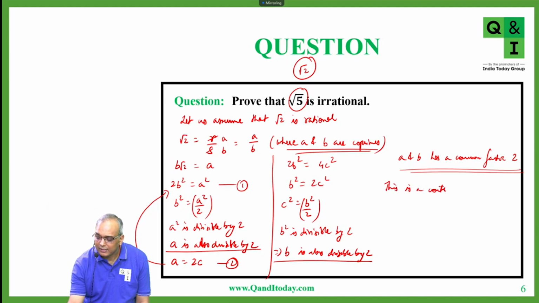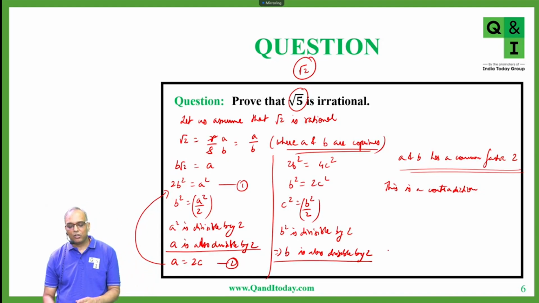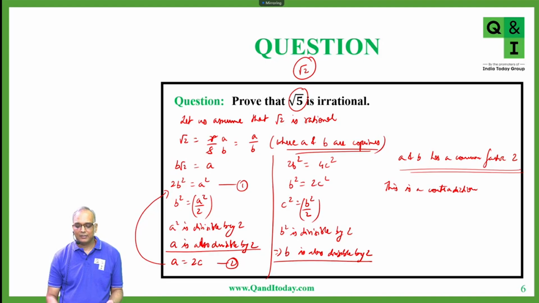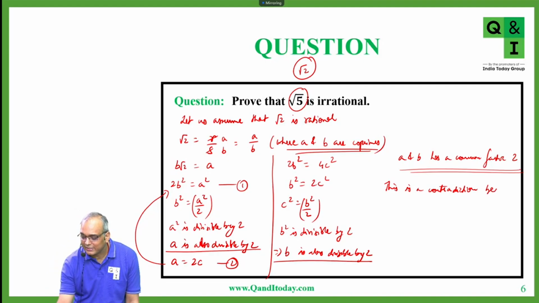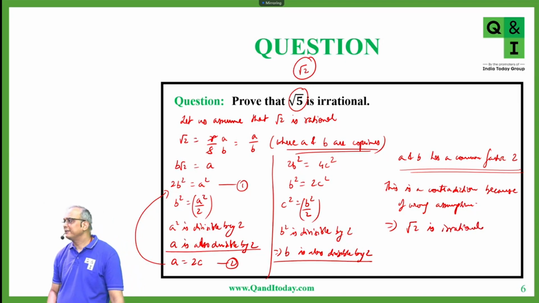This is a contradiction, and this contradiction has arisen because of our wrong assumption, right? So this is a contradiction because of wrong assumption. This implies root 2 is irrational. Is it clear?